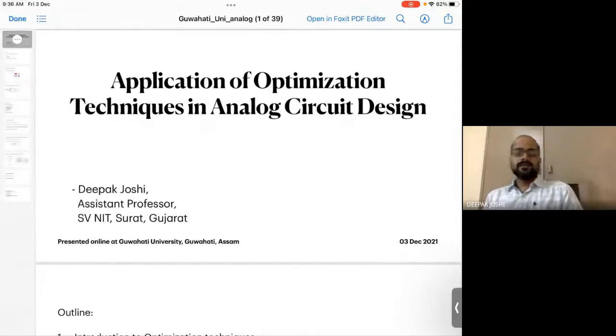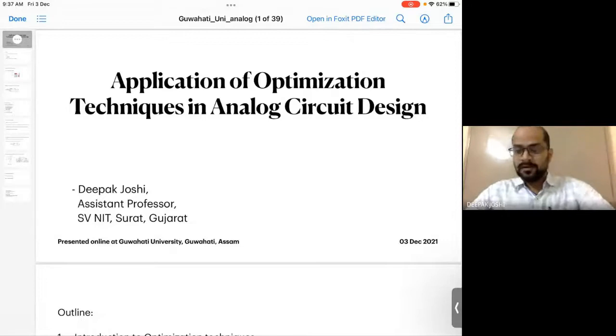Today we'll be presenting the techniques of optimization algorithms which can be applied to analog design. Generally, how do we design any analog circuit? First of all, we have some set of specifications: some gain, a required bandwidth, and similarly other parameters required for the design.